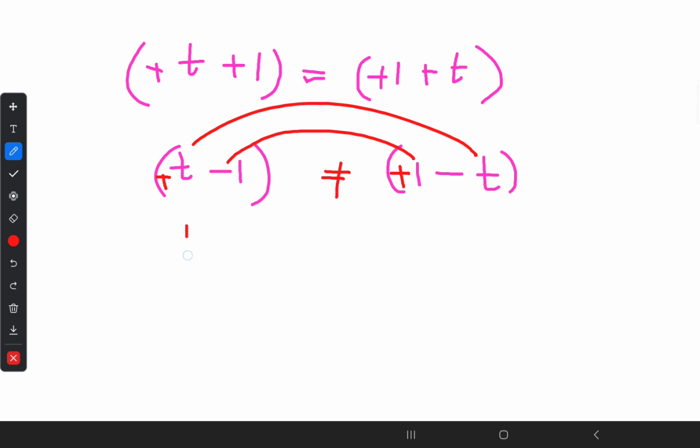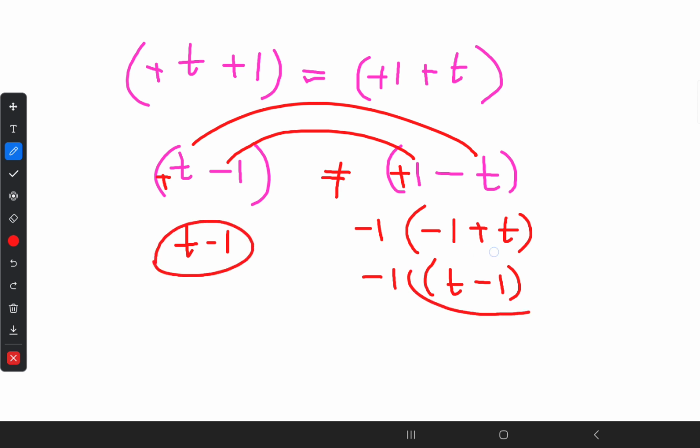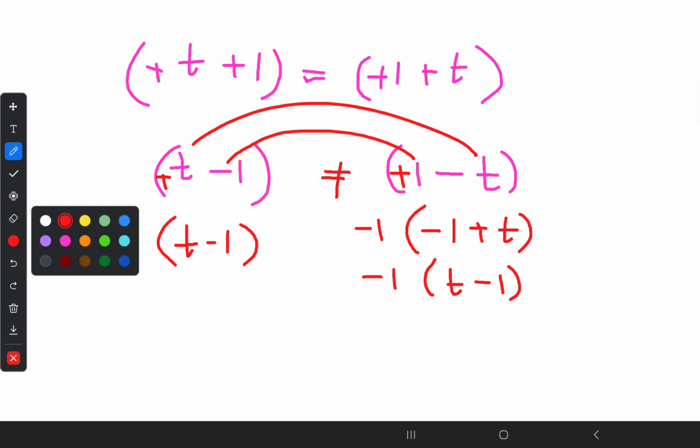To make them the same, this t minus 1 still remains the same. Here select negative 1 as a common factor. Then it will become negative 1 times, and here also I am going to change the order, negative 1 times t minus 1. We have the same t minus 1 and t minus 1. In LCM we can get help from it. That's why we are doing this step.